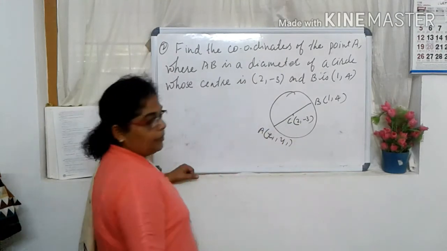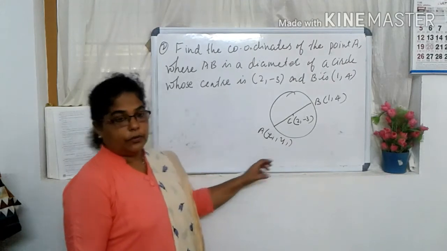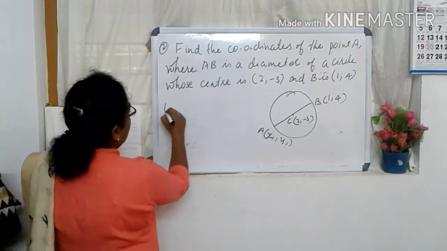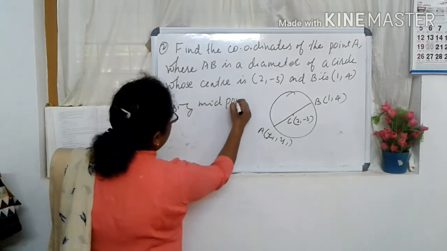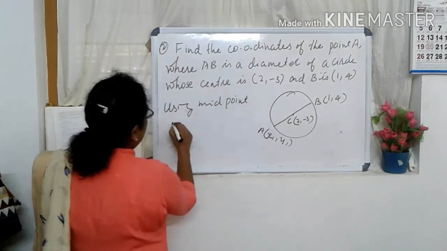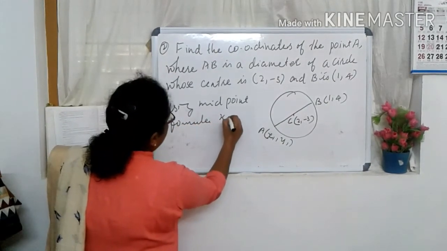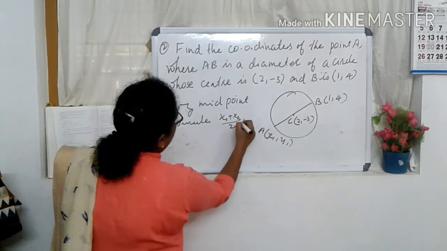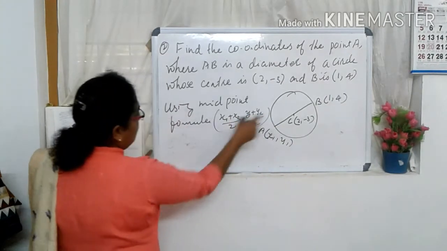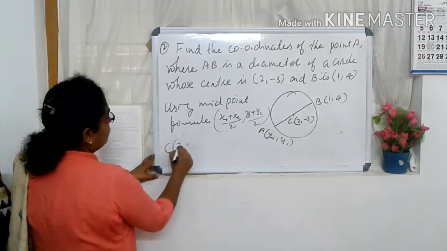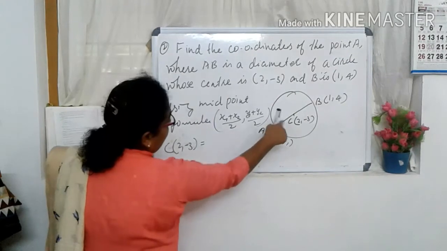This is the midpoint. Like the previous example, which formula do we have to use? The midpoint formula. You have learned it, now you have to write the midpoint formula. It is x1 plus x2 by 2 comma y1 plus y2 by 2. That is the midpoint formula. What is the midpoint here? C of 2 comma minus 3 is equal to the midpoint of AB.